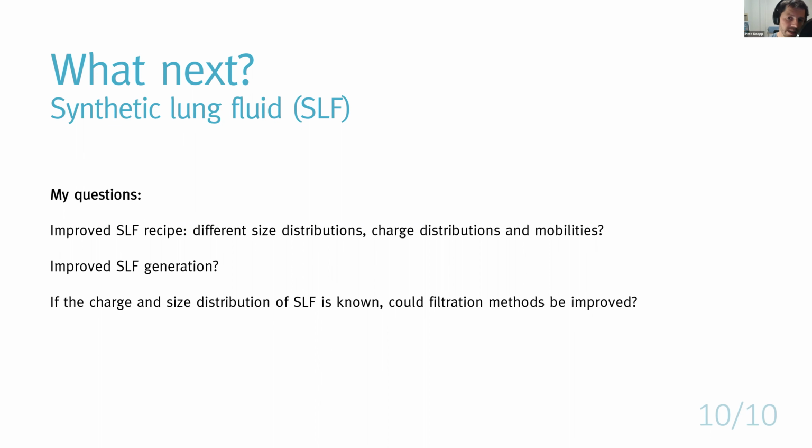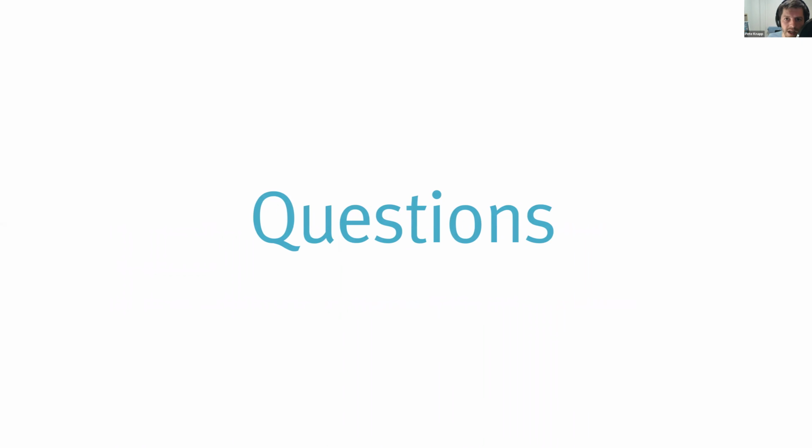I'd like to try the synthetic lung fluids, and if I improve the recipe, does that change the size distributions or the charge distributions or the electrical mobilities? If I improve the generator, in other words, make some kind of larynx that produces aerosol by moving these two silicon folds, it proves to be logistically quite difficult. But if I do, then that'd be quite interesting to look into. And if I know what the charge and size distributions are of these synthetic lung fluids, could they be taken out of the air better with filters? I'll leave it there if anyone has any questions.